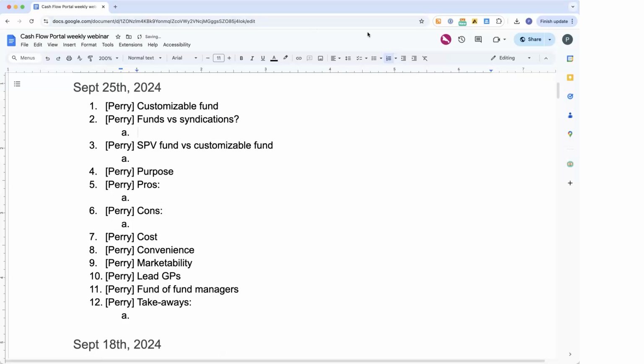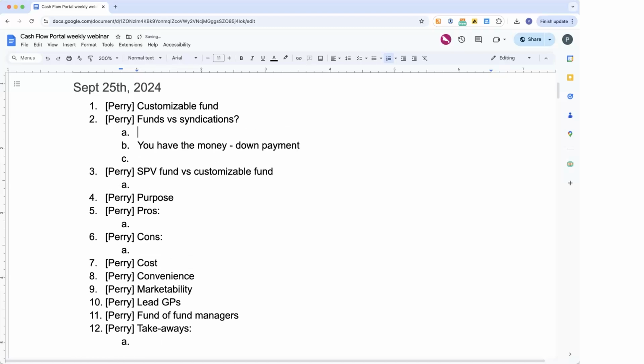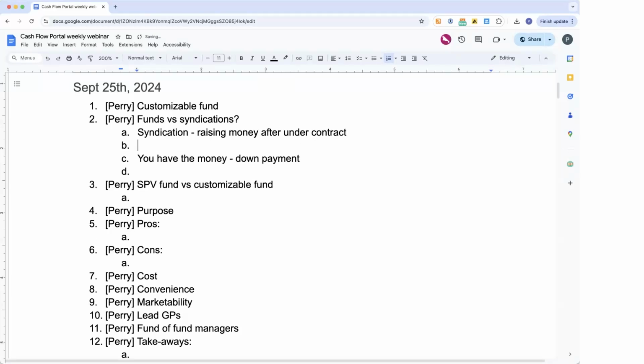When you're trying to buy a large piece of real estate, you have to have the money for the down payment, or be able to get the loan and put down the down payment. There are three broad ways, or three different types of speeds, in which you can get the money. The first one is you have the money. So the down payment is super easy. The other way is syndication, which is raising money after going under contract. This is the way that we typically know about it.